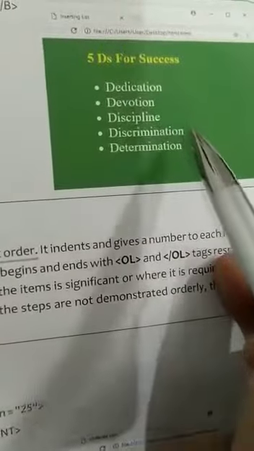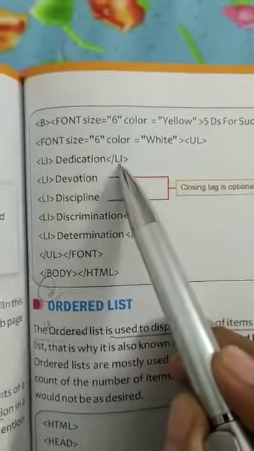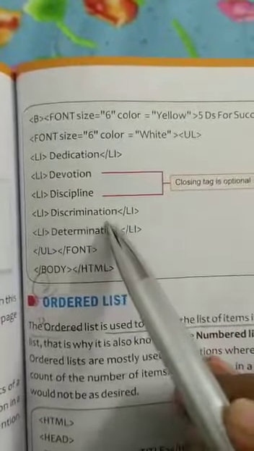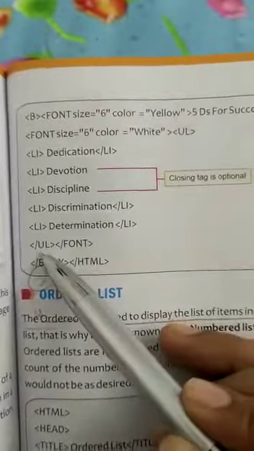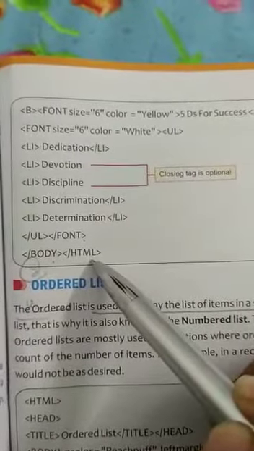Unordered list color is white and size is the same, 6. Now list item LI dedication, LI tag closed, LI devotion, LI discipline, LI discrimination, LI determination, and then the UL tag is closed, and then this font tag is closed, and then the body tag, the last HTML tag, is closed.